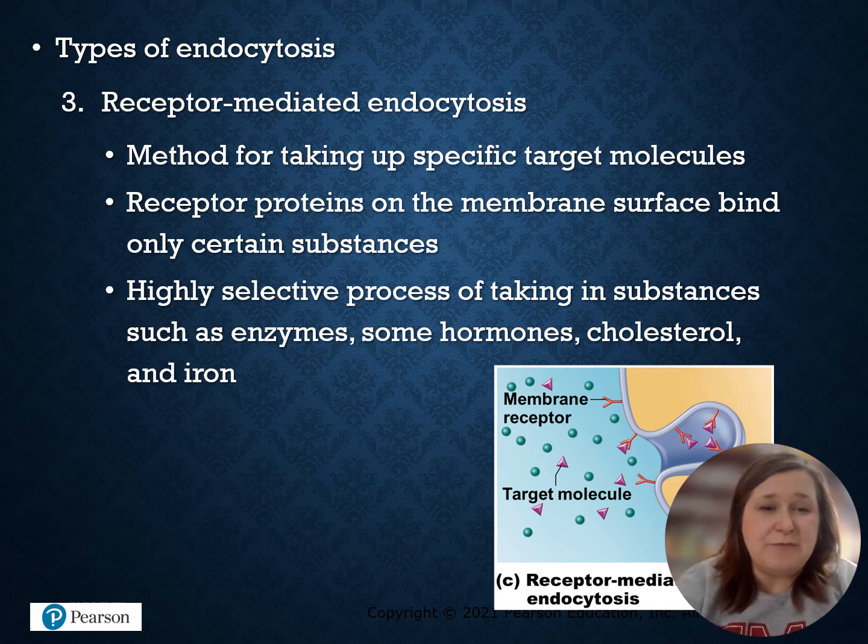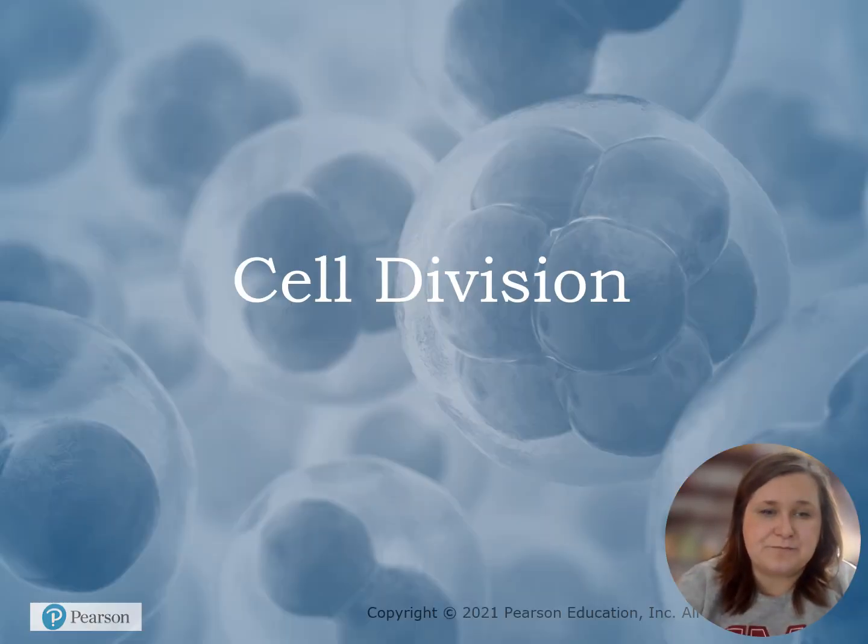We can also have receptor-mediated endocytosis, and this is going to be a method for taking up specific target molecules. Receptor proteins on the membrane surface are going to bind only to certain substances. It is a highly selective process of taking in substances such as enzymes, hormones, cholesterol, and iron, and again, it will only really occur on that surface membrane.